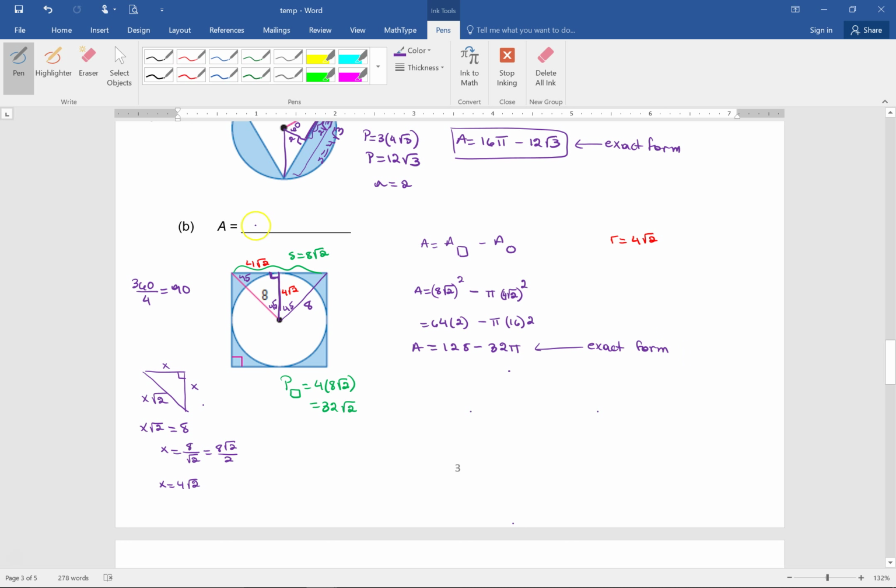And if you plug it in decimal form, it's 27.5 units squared. Do you want us to change it? No, not really.